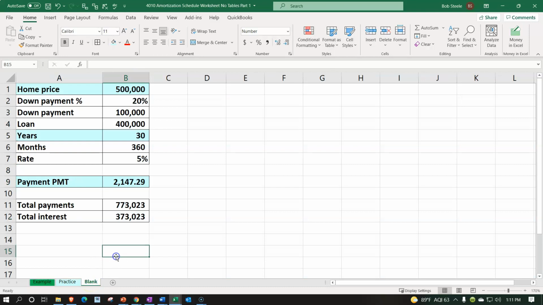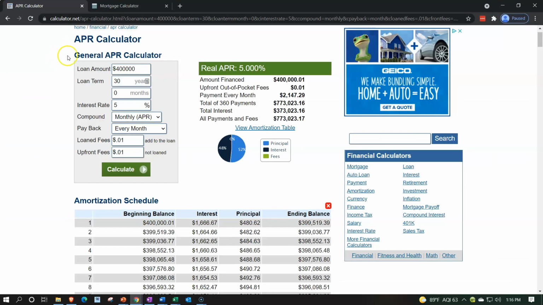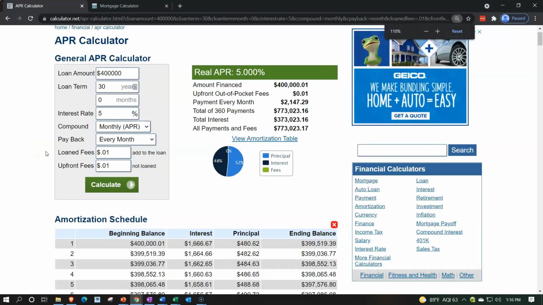We're going to continue on with the actual amortization table next time. I just want to make a comparison at this point and take a look at some online calculators. Now, I'm not trying to promote any particular online calculator, but you can use these as a tool, and they give you some good information.